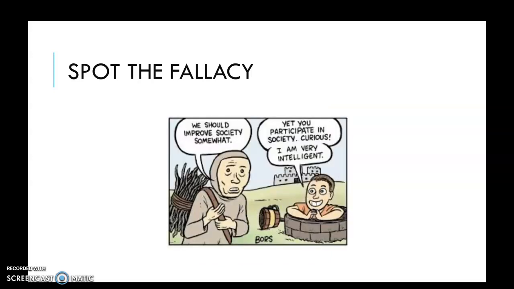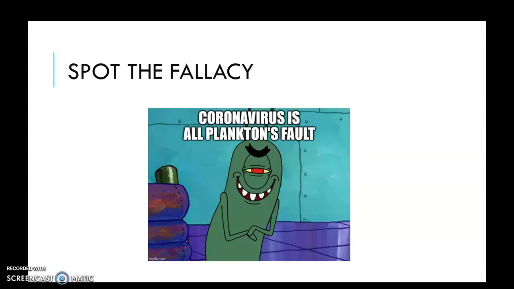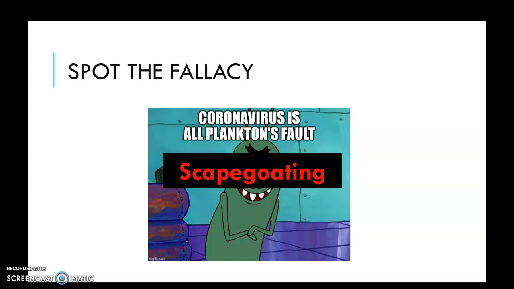Okay, the first man here says, "We should improve society somewhat." The second man says, "Yet you participate in society." The second man is committing a fallacy. What is it? Okay, that's tu quoque, which is the accusation that hypocrisy invalidates the argument. A hypocrite can still be right. Spot this fallacy. "Coronavirus is all plankton's fault." Yep, that's scapegoating, because an unpopular target being unfairly and incorrectly blamed for a problem is called scapegoating.